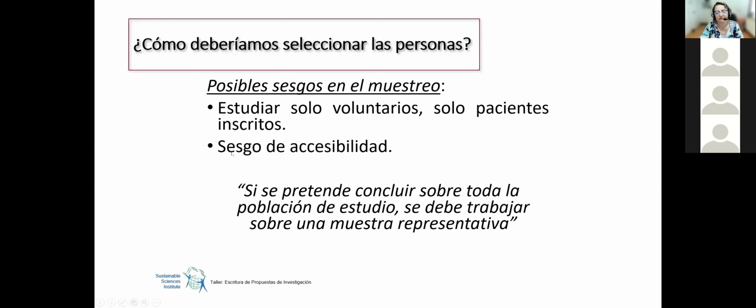In the sample, there are bias possibilities. A bias that brings me closer to what is easier, but not necessarily what is the target, that is, volunteers or patients that come to the healthcare organization. And this is very interesting in healthcare services.